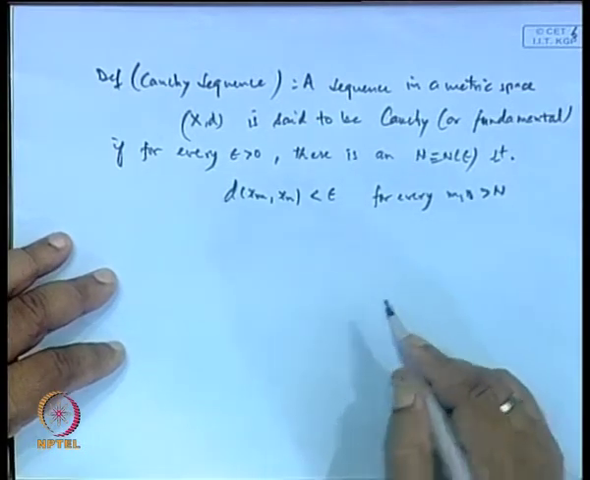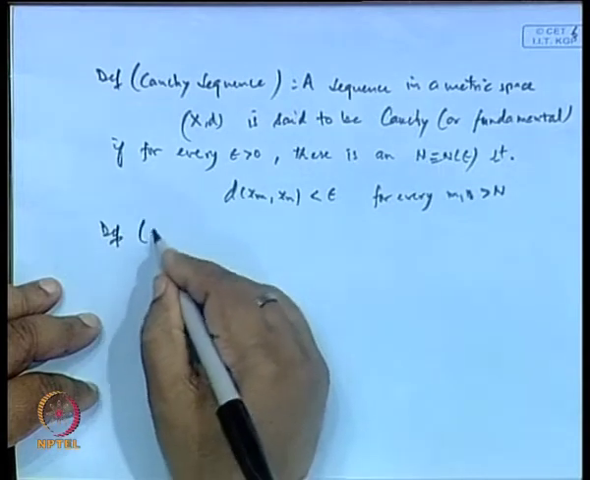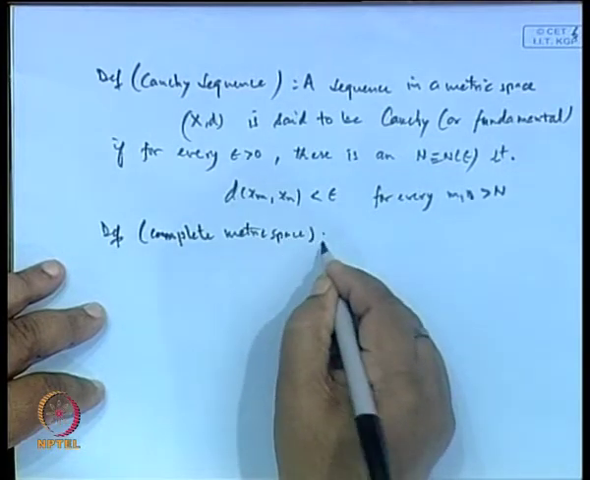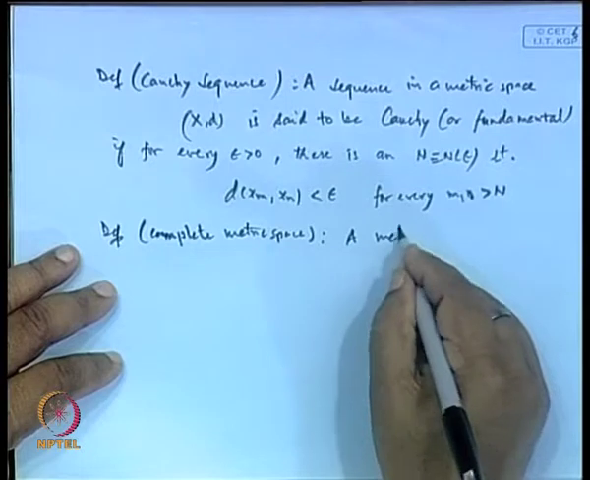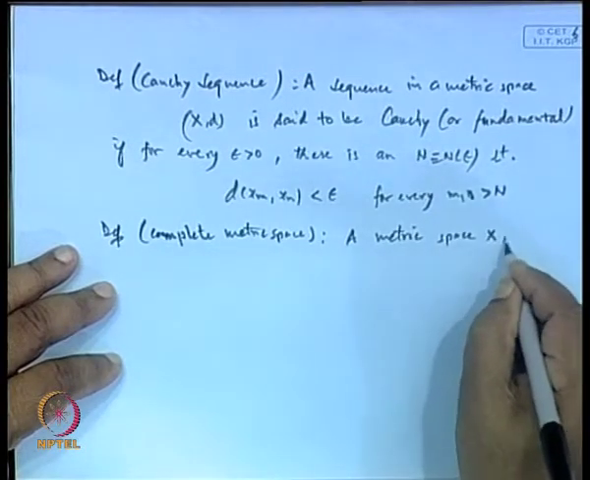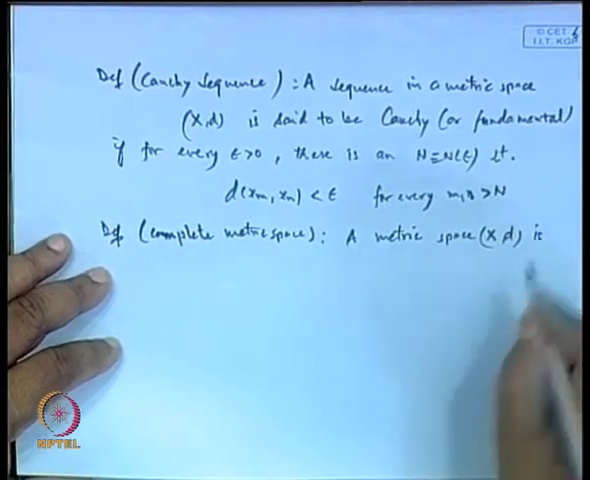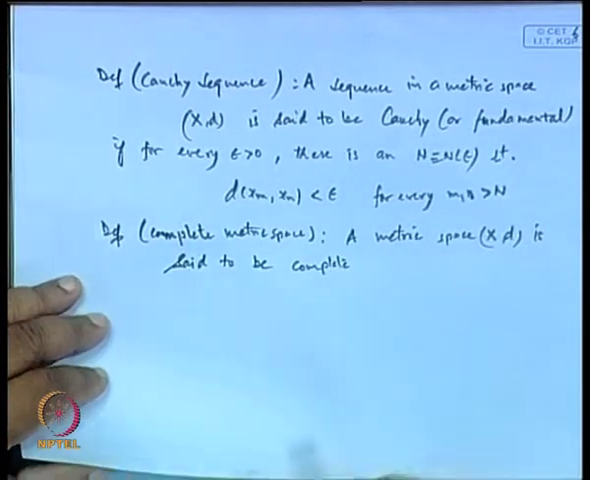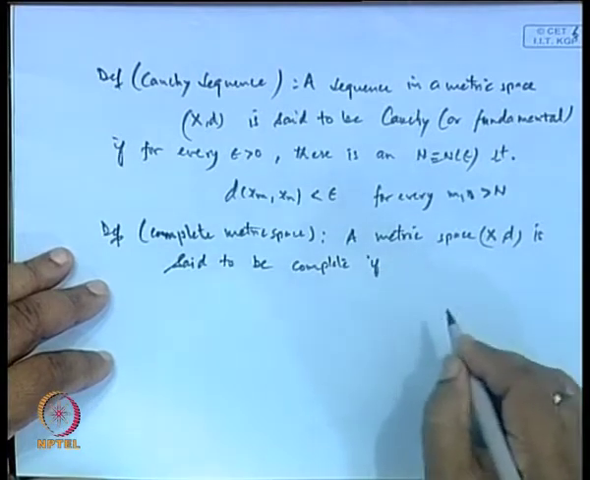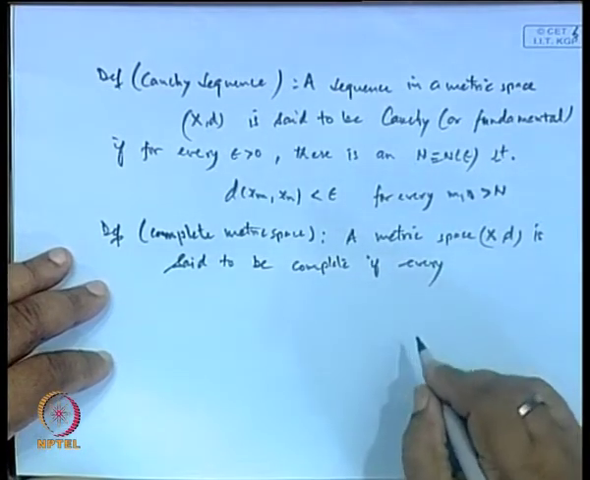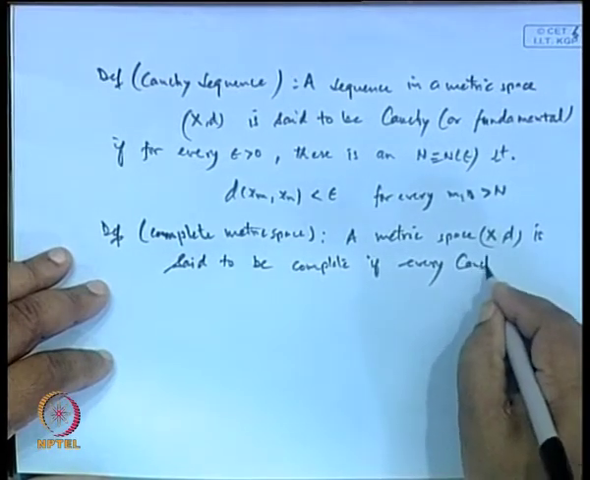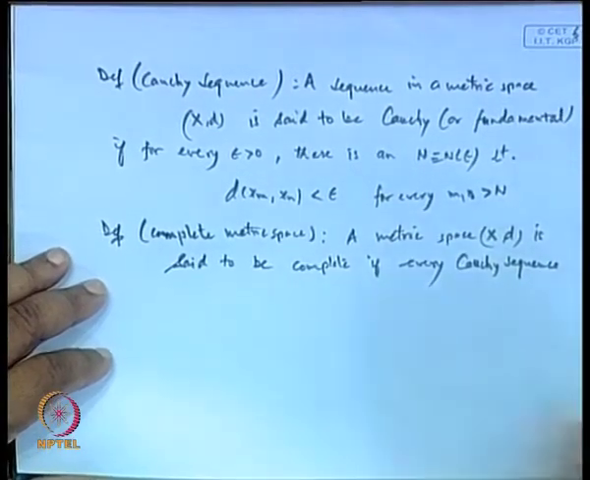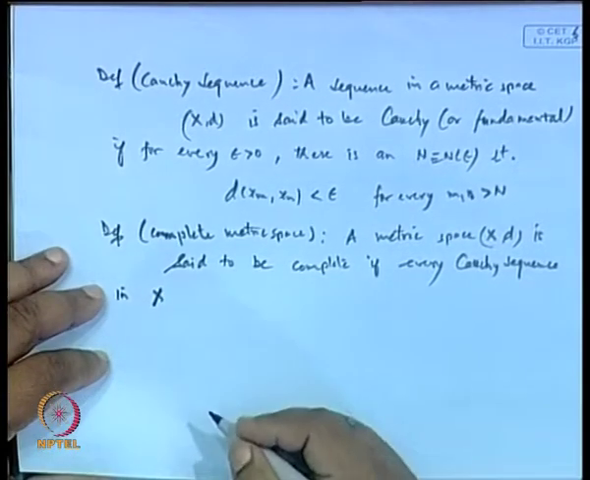Okay. And the space X is said to be complete. So, the definition of a complete metric space: a metric space X, d is said to be complete if every Cauchy sequence in X converges.